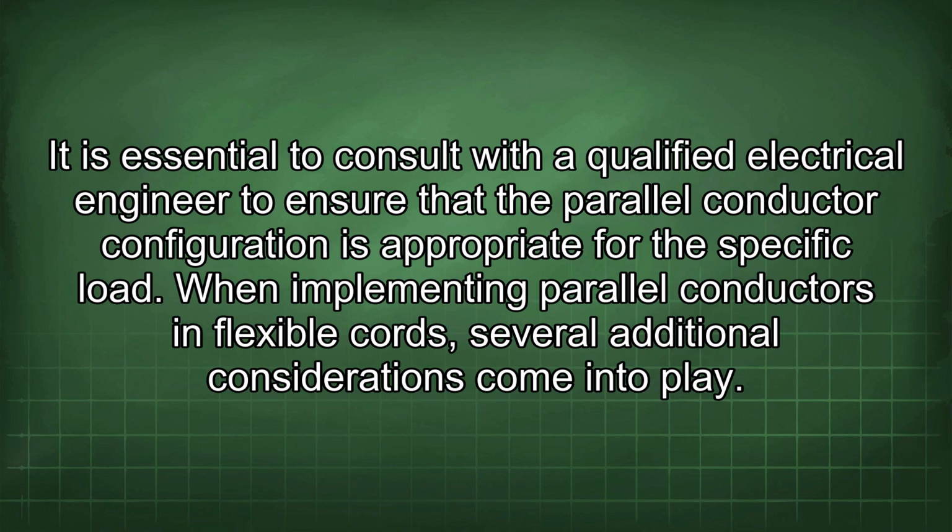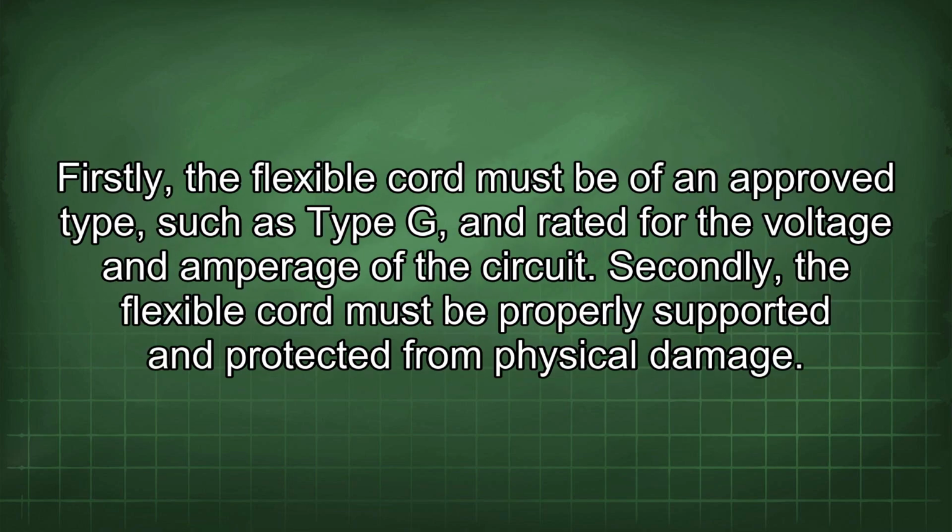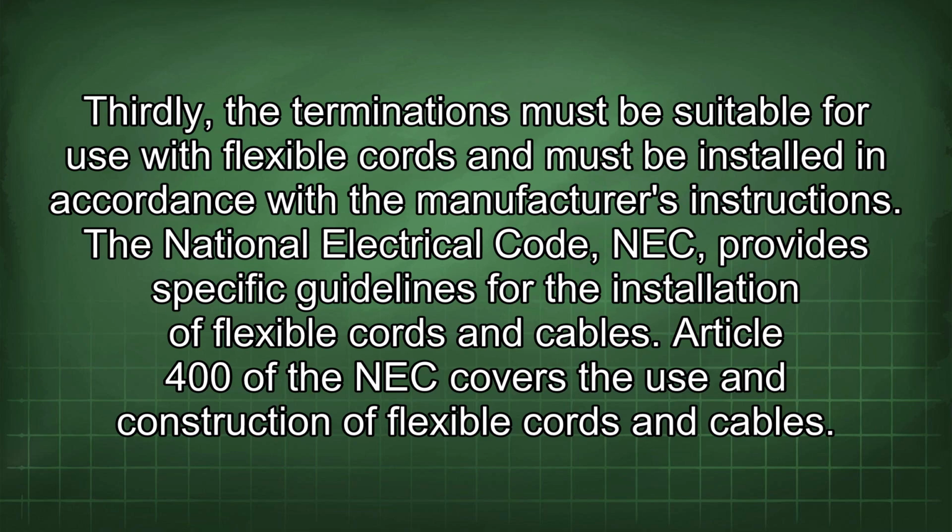When implementing parallel conductors in flexible cords, several additional considerations come into play. Firstly, the flexible cord must be of an approved type, such as type G, and rated for the voltage and amperage of the circuit. Secondly, the flexible cord must be properly supported and protected from physical damage. Thirdly, the terminations must be suitable for use with flexible cords and must be installed in accordance with the manufacturer's instructions.